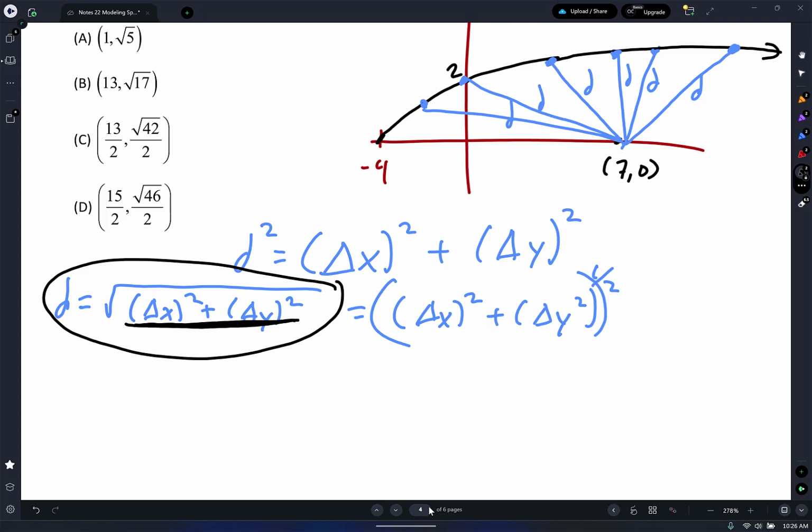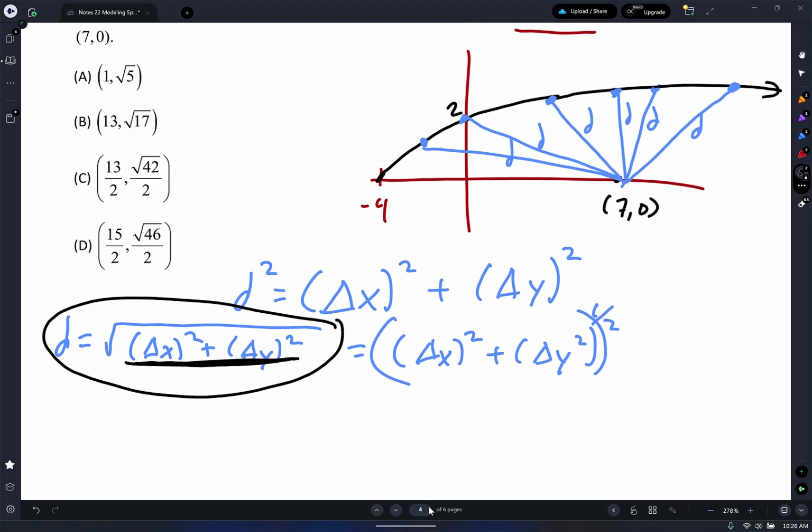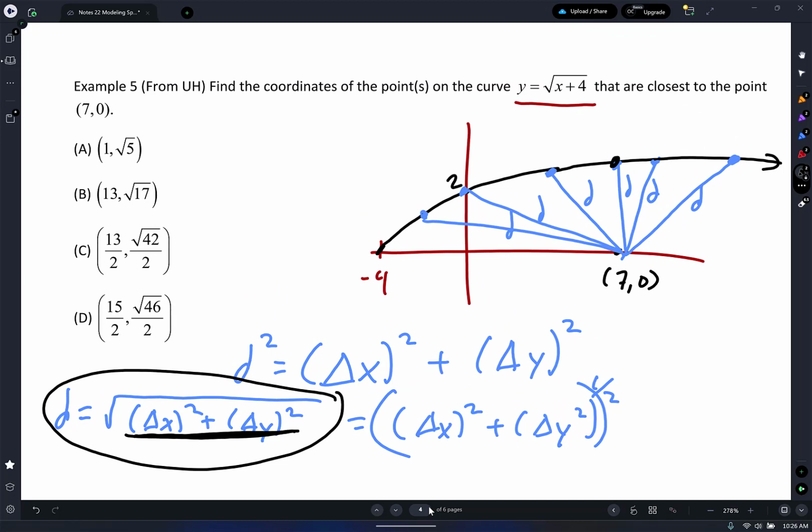Cool or not cool? Okay, so here we go. I'm going to plug in. Here we go, guys. So this is some x value. I don't know what that x value is, and some y value. And that y value is dictated by this.